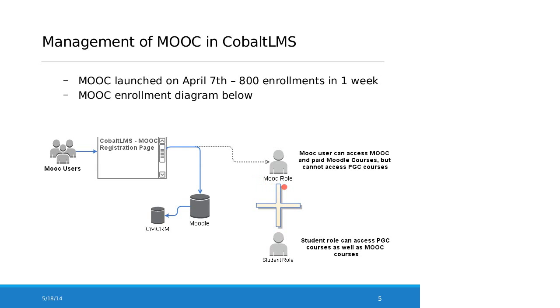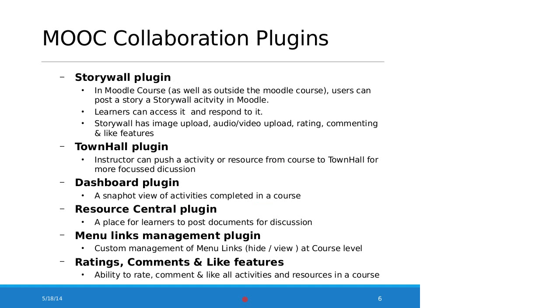So we manage 2 kinds of roles: the MOOC role, where they can take MOOC courses, paid courses or free courses, which are Moodle default courses. At the same time, we offer another kind of role called the student role, where they become a PGC student and enroll in the classes offered by CobaltLMS. I'll go into detail on what classes are.